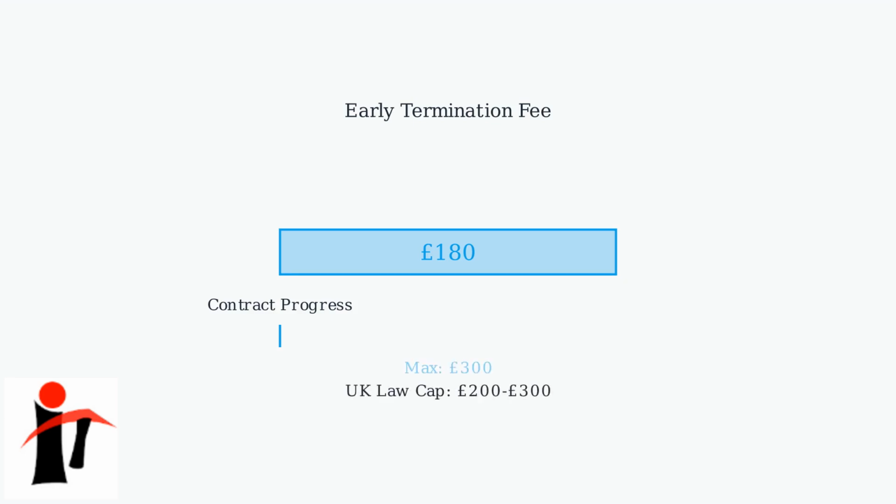UK law caps these fees to prevent unfair charges, generally around £200 to £300. Even if your calculated ETF is higher, it cannot exceed this cap. To find out your specific ETF, contact Tesco Mobile directly or check for an ETF calculator on their website. Negotiating a lower fee might be possible, as some customers have had success by contacting customer service.